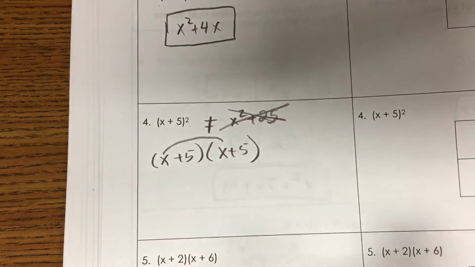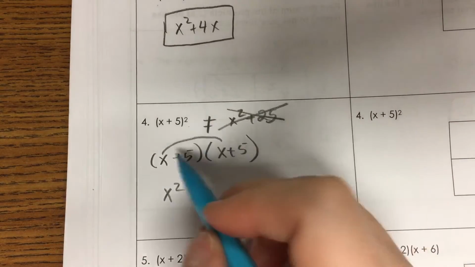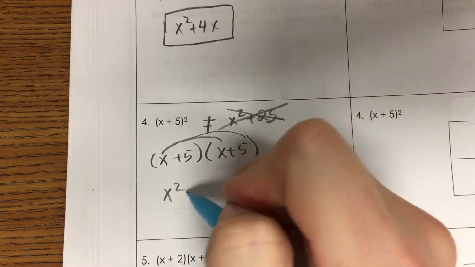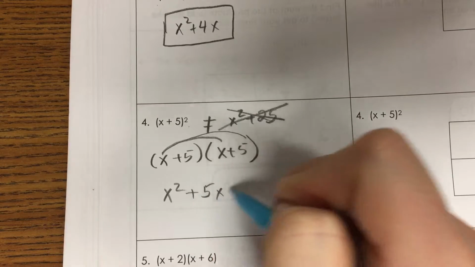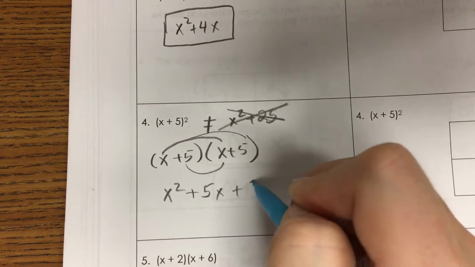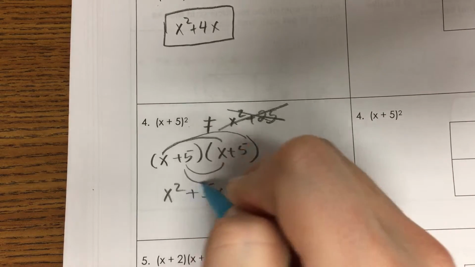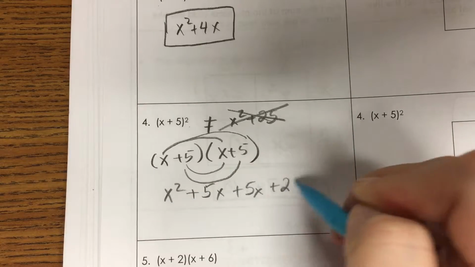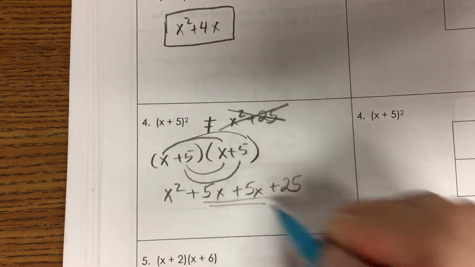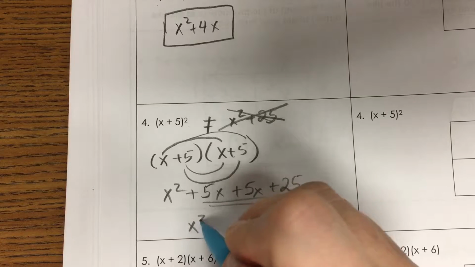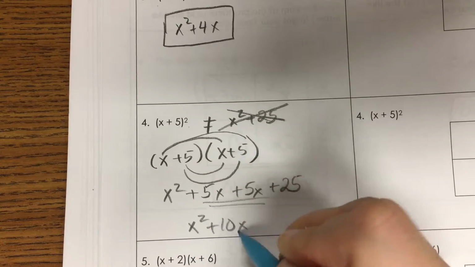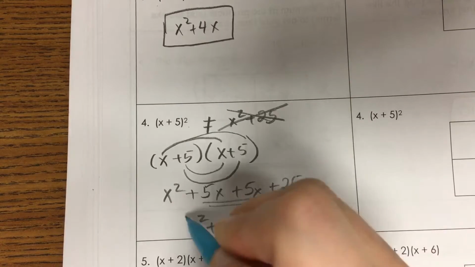So first, outer, inner, last. Like terms, and my final answer is x squared plus 10x plus 25.